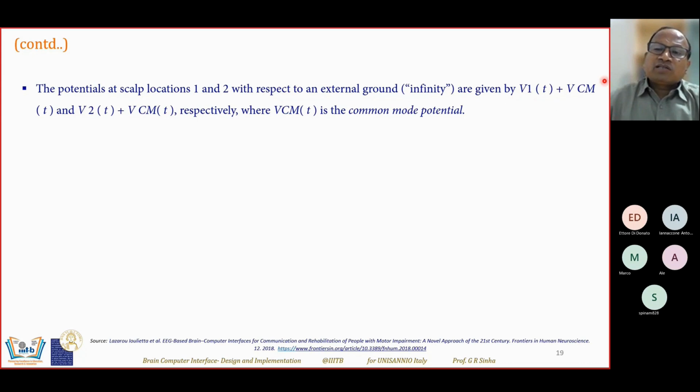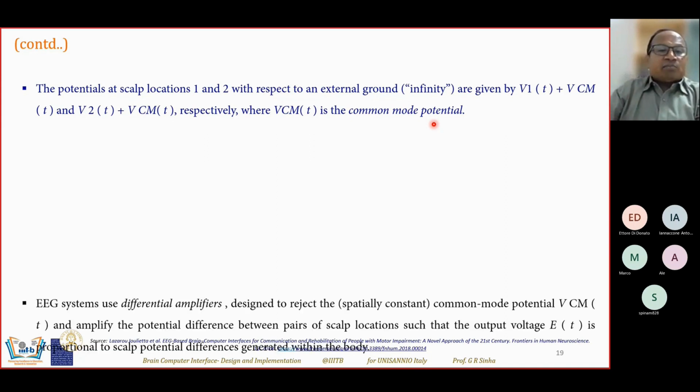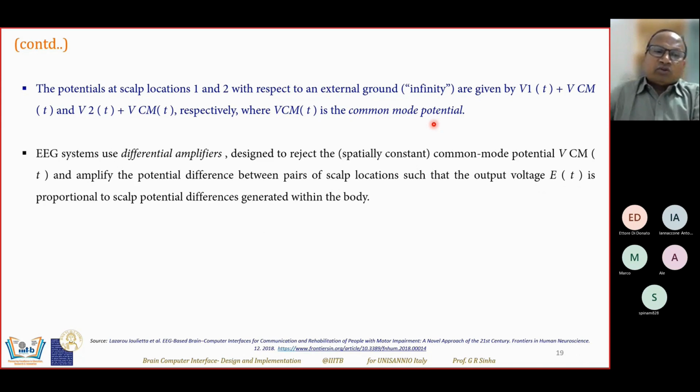So the common voltage is automatically cancelled. If you have studied operational amplifiers, it does not amplify the common mode signal. It always amplifies the differential mode. So EEG systems generally use differential amplifiers, which are designed to reject the spatially constant common mode potential and amplify the difference potential between the pair of two locations, such that the output voltage is proportional to the scalp potential difference, which is generated within the body.